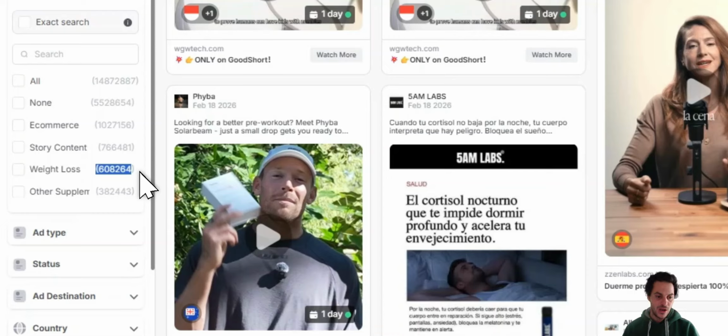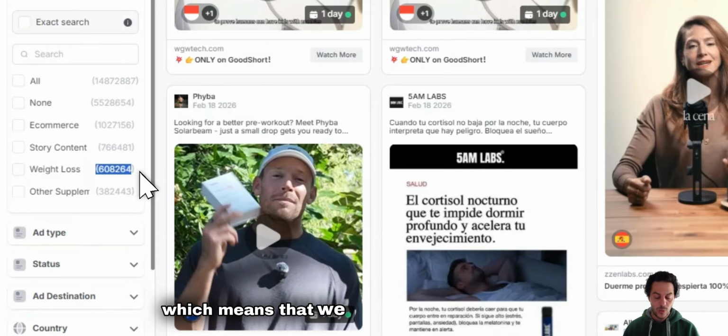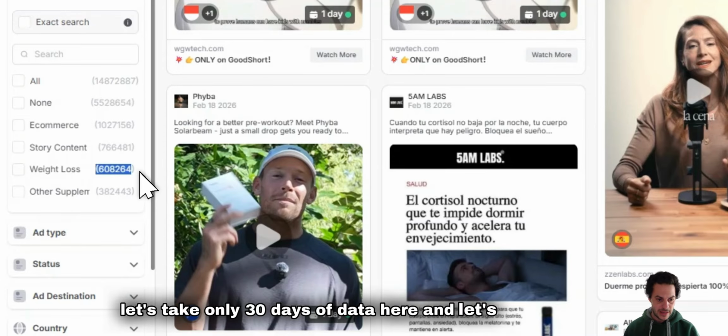And as you can see here, we have 608,000 ads that we tagged as weight loss. So this is a huge amount, and this is only for the last 30 days, which means that we have, in reality, a lot more. But let's take only 30 days of data here, and let's analyze this.